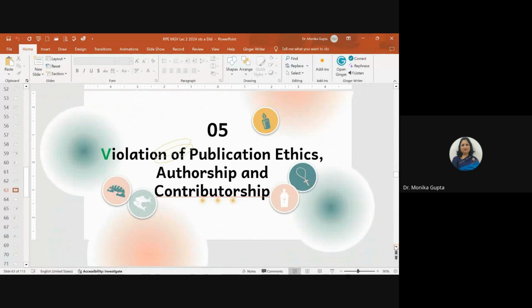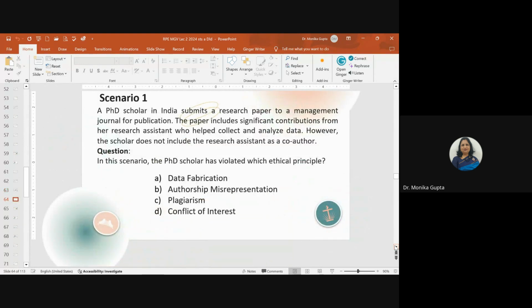Then what we can discuss here is violation of publication ethics, authorship, and contributorship. Okay. So a PhD scholar in India submits a research paper to a management journal for publication. The paper includes significant contributions from her research assistant who helped collect and analyze data. However, the scholar does not include the research assistant as a co-author. In this scenario, the PhD scholar has violated which ethical principle? Yes, B. Authorship misrepresentation.